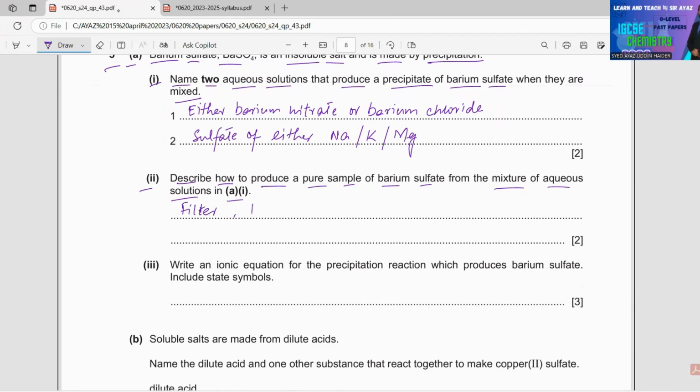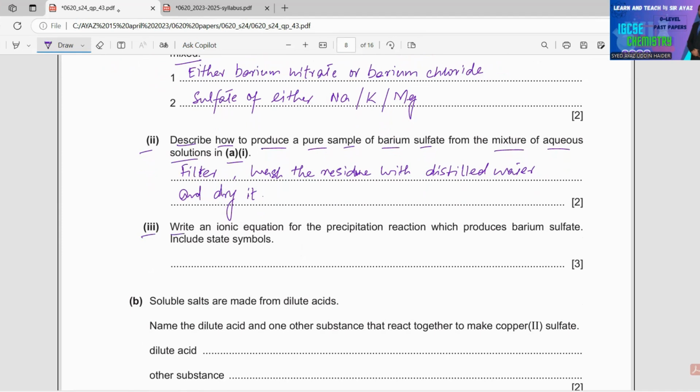Then you have to wash the residue with distilled water. And last but not least, dry it in air.